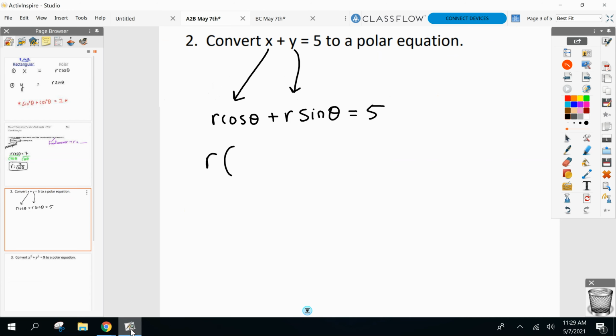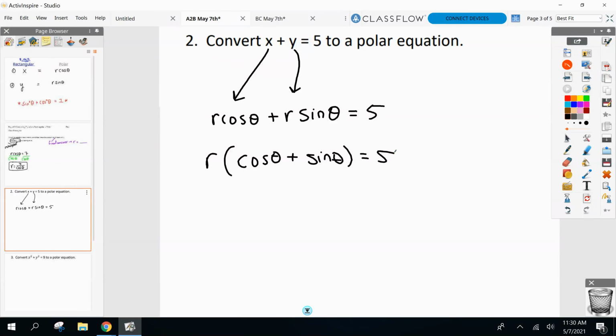Nick, you ready? I take an R from R cosine theta. What's left? Cosine theta. Take an R from R sine theta. What's left? Sine theta. Done. Everyone see how 2 R's just became 1 by factoring?